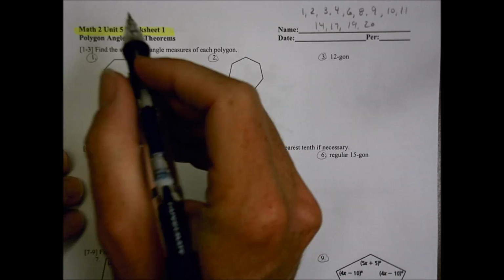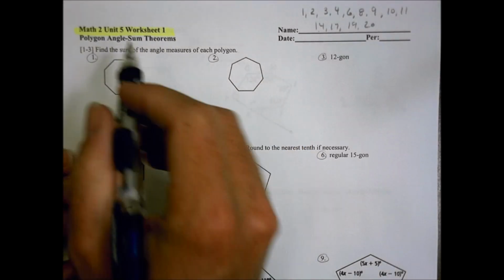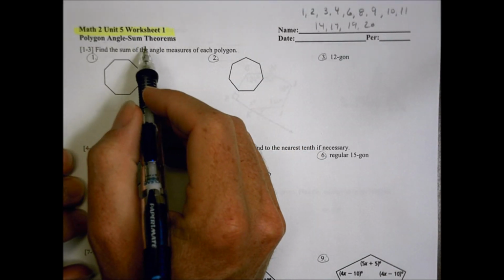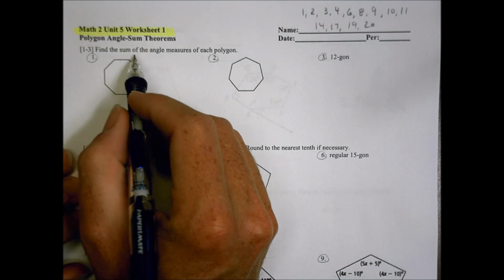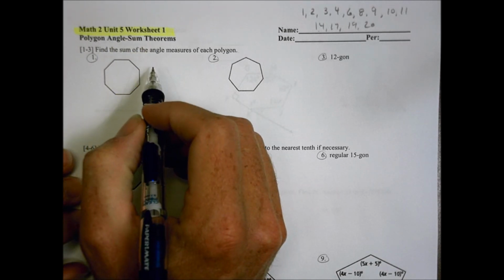Hi there, this is Math 2, Unit 5, looking at worksheet number 1, talking today about polygon angle sum theorems. Okay, so first of all, we have to find the sum of the angle measures of each polygon.